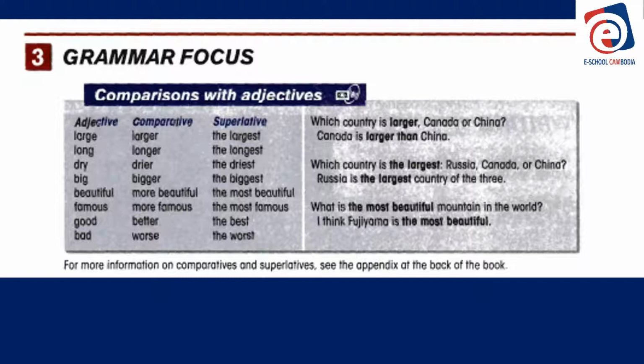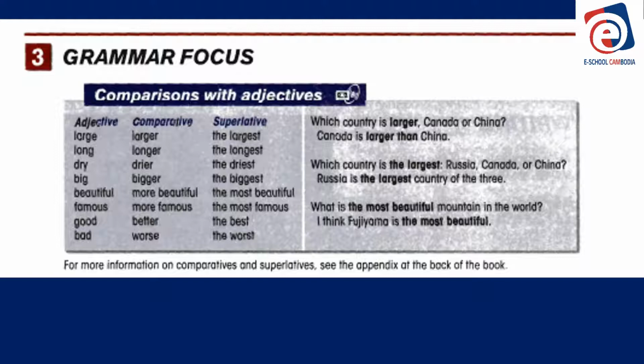Look at the sentences. Which country is larger? Canada or China? Canada is larger than China. Which country is the largest? Russia, Canada, or China? Russia is the largest country of the three. What is the most beautiful mountain in the world? I think Fujiyama is the most beautiful.